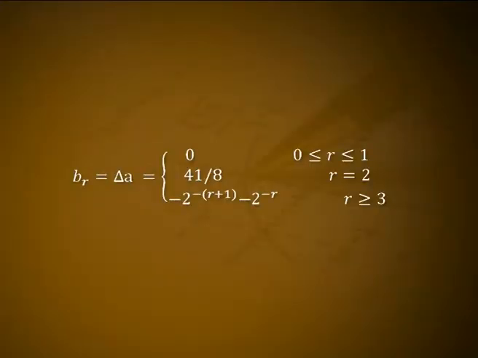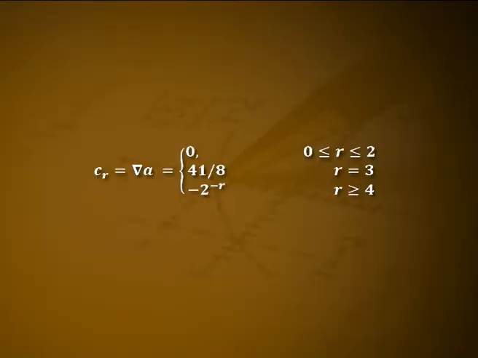Solution. Let b equal delta a be the forward difference, then b_r = delta a_r is given by 0 for 0 ≤ r ≤ 1, 41/8 for r = 2, and -2^(-(r+1)) - 2^(-r) for r ≥ 3. Let c equal del a be the backward difference of a, then c_r is equal to 0 for 0 ≤ r ≤ 2, 41/8 for r = 3, and -2^(-r) for r ≥ 4.